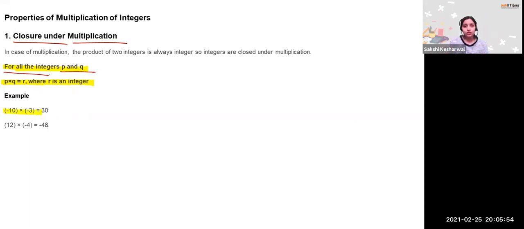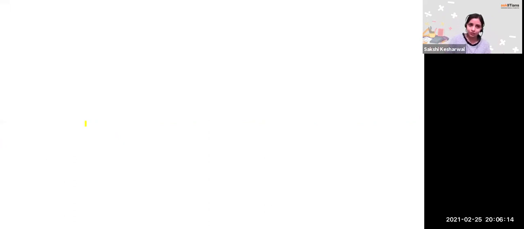Minus 10 into minus 3 is what? 30. Minus 12 into minus 4 is what? 48. So this is an integer, this is an integer, this is an integer. Integer into integer is integer. Integer plus integer is integer. Integer minus integer is integer. So we say that integers are closed under addition, subtraction, and multiplication. Clear? Now let's learn about the commutative property, right?